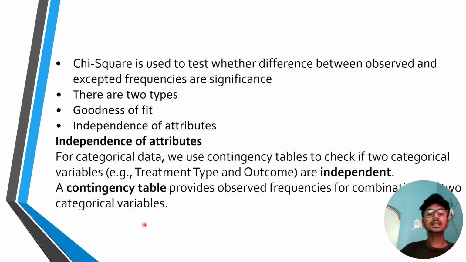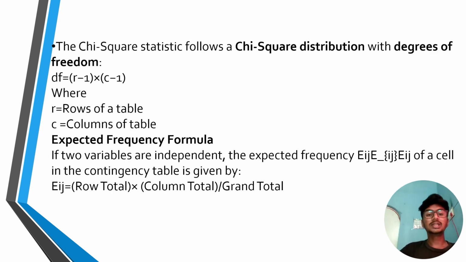For categorical data, we use contingency tables to check if two categorical variables are independent, for example treatment type and outcome, as the below problem is about treatment. A contingency table provides observed frequencies of combinations of two categorical variables. The chi-square statistic follows a chi-square distribution with degrees of freedom.